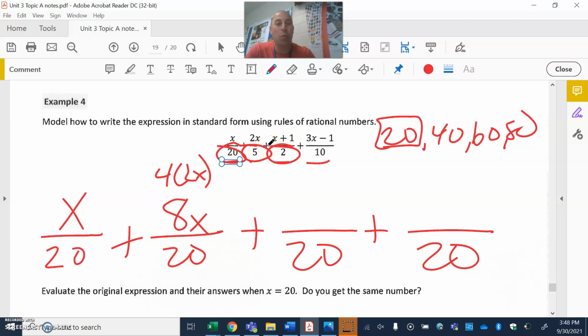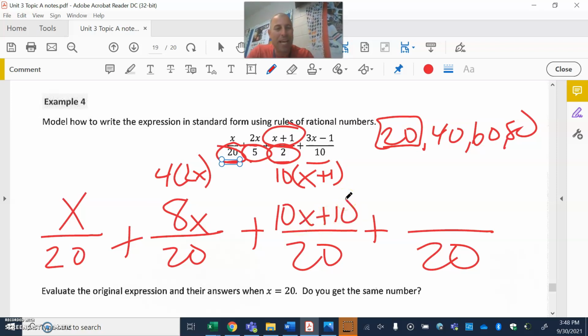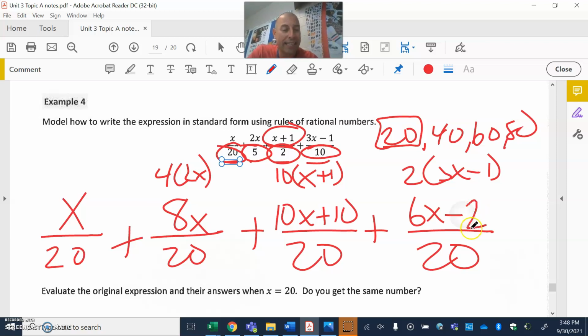It's a 2. What do you multiply the 2 by to get to 20? 10. So I've got to multiply everything by 10. That's why I use the parentheses, because the distributive property is going to be in action here. 10 times x, 10x. 10 times 1, 10. There we go. Then let's go to the last one. I've got a 10 and I need to get to 20. So what do you multiply by? 2. I need to multiply all of it by 2. 2 times 3x is 6x. 2 times that negative 1 is a negative 2.